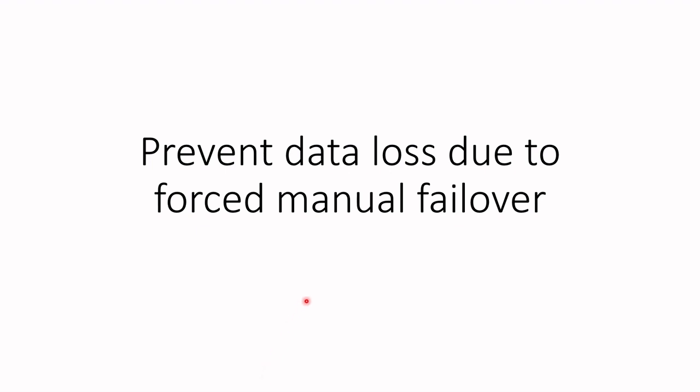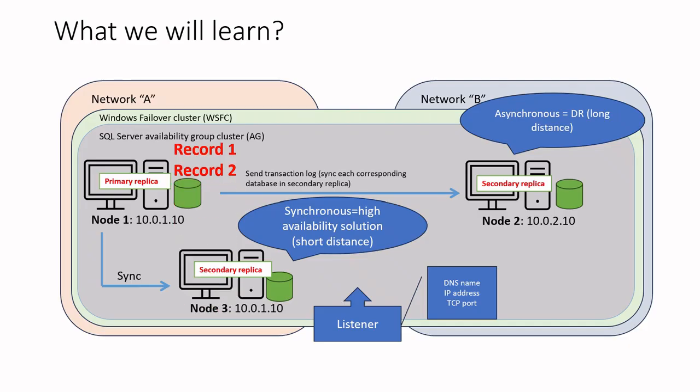In this video, we will learn how to prevent data loss when you do forced manual failover to a DR-side asynchronous replica. Let's get started. Imagine we have an AG cluster whose secondary replicas are spread across two networks, network A and network B. Node 2 here is located in another network and works as a DR solution, and it is in asynchronous commit mode.